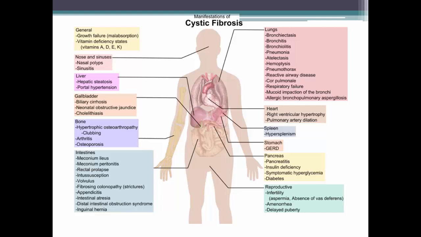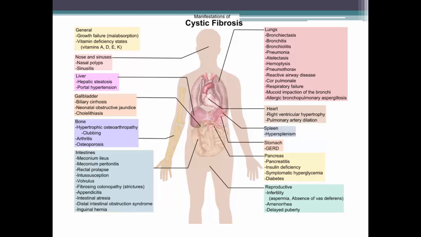So if you look here in the respiratory, patients tend to have bronchiectasis, bronchitis, pneumonias, pneumothorax, even respiratory failure with cor pulmonale. Patients tend to have right ventricular hypertrophy due to primary pulmonary hypertension, hypersplenism, GERD, pancreatitis, insulin deficiency, and diabetes. Reproductive wise, they tend to have amenorrhea and infertility. Intestinal meconium ileus or peritonitis, intussusception, volvulus, appendicitis, and even up to hernias. Patients have osteoporosis and osteoarthropathies.